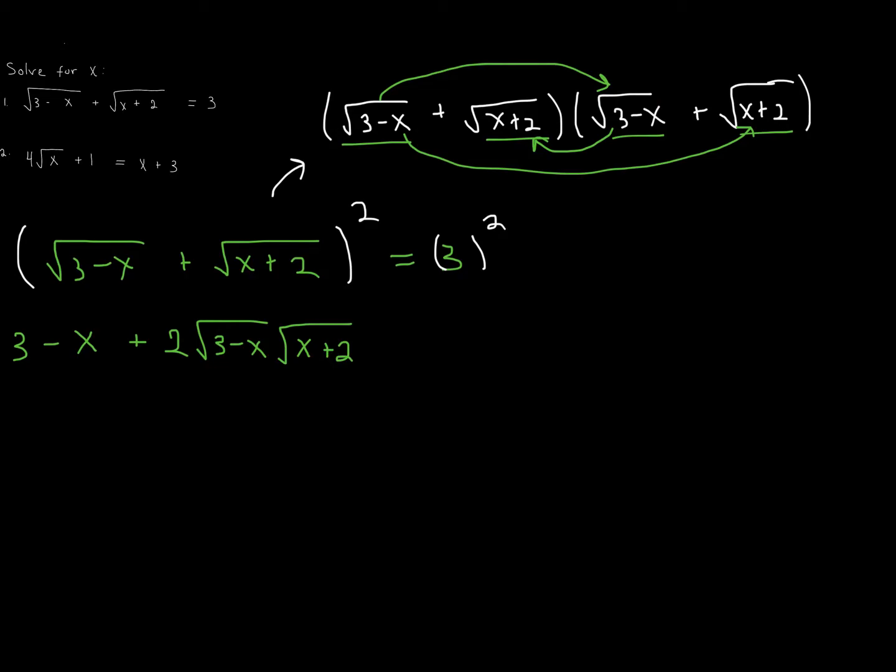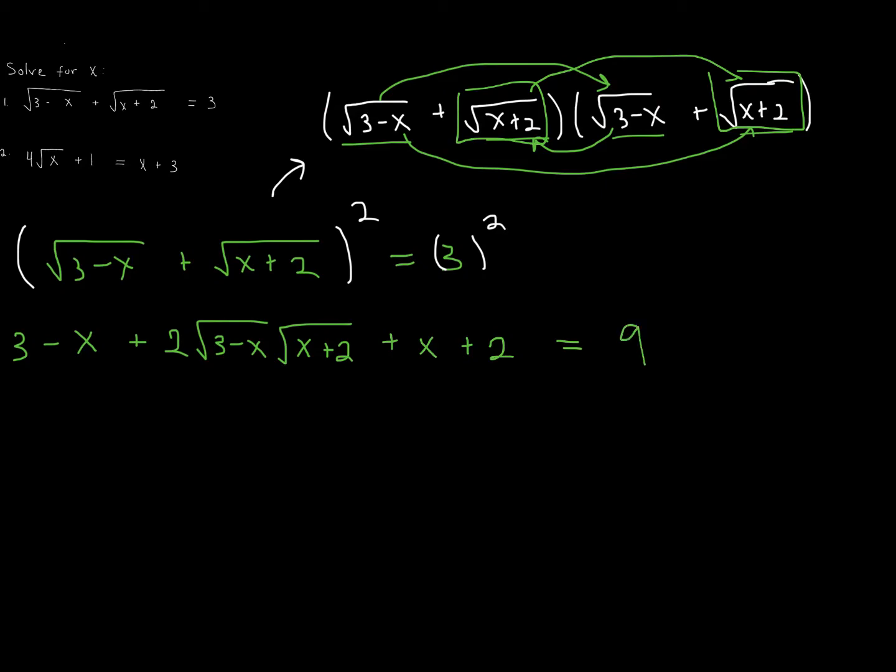And then last but not least, I have the last two square roots, and these are the same thing multiplied by each other, so they're squared. And so when I square the square root, I'm left with x plus 2. So plus x plus 2. And on the right side of my equal sign, I just have 9.